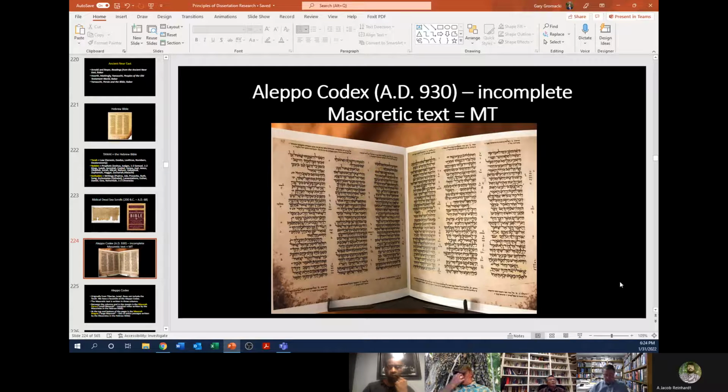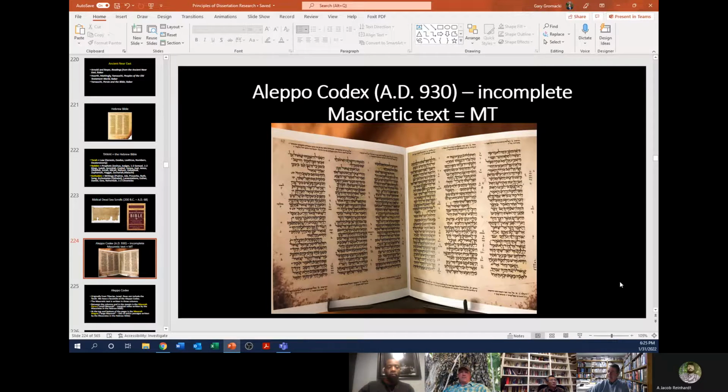Now we come to the Aleppo Codex, and at the break here, I might get a chance to show you how big it is. We have a facsimile of that here at Calvary's library. Right now, it's in my office. The Aleppo Codex is from AD 930. It's a Masoretic text, so it's going to have the vowel points. It's important to see that it's an incomplete Masoretic text.